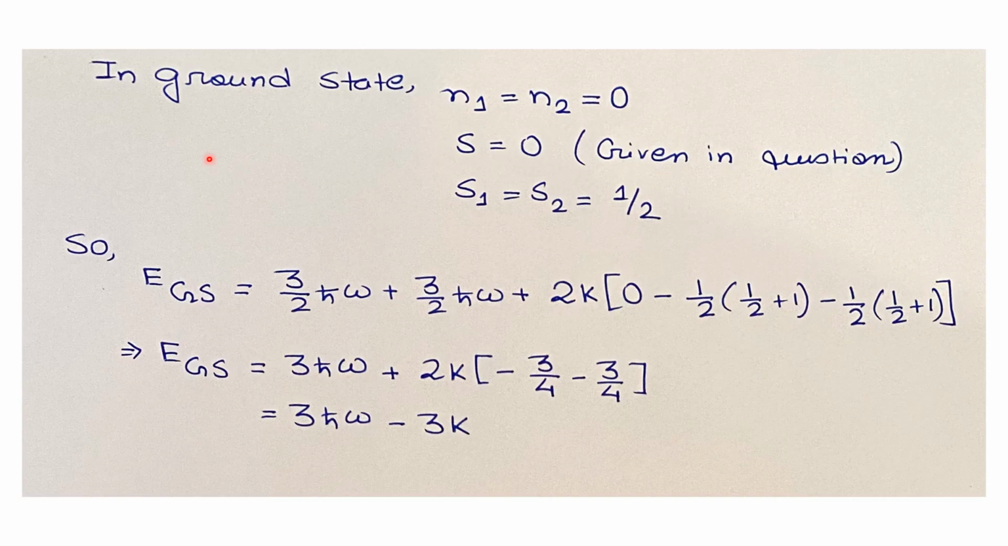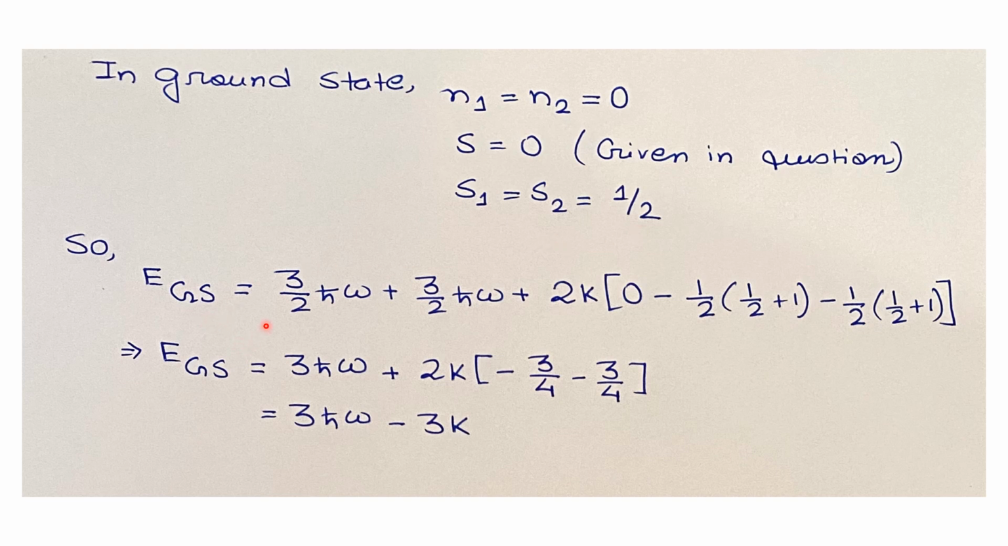Now in the ground state, the three-dimensional quantum harmonic oscillator will have nx equals to 0, ny equals to 0 and nz equals to 0, and N1 and N2 are the summation of the x, y, z components, so both will be 0. And according to the question, total spin is 0 at the ground state. But S1 and S2 are equal to half because they are spin half particles. So we'll put these values in the ground state energy eigenvalue.